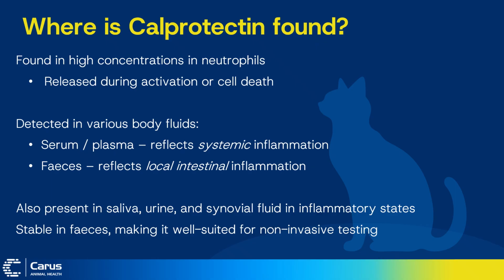Around 60% of neutrophil cytosol is made up from calprotectin, so with that disintegration comes its release into surrounding tissues. It can be released into the bloodstream and so found in serum, or if the inflammation is specifically gastrointestinal, it's released into the gut lining and lumen where it enters the fecal stream.